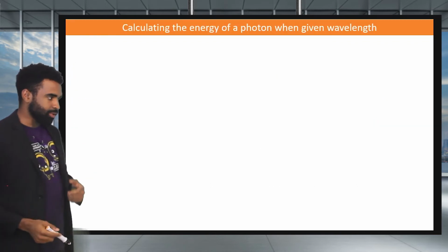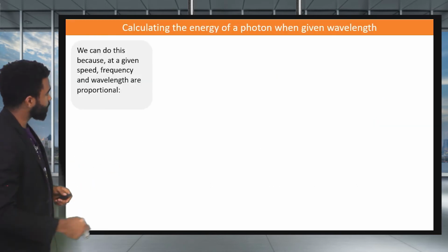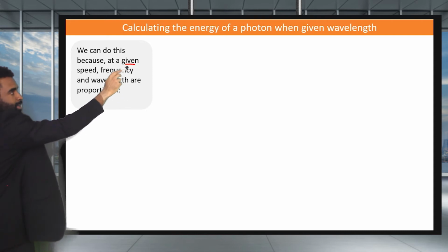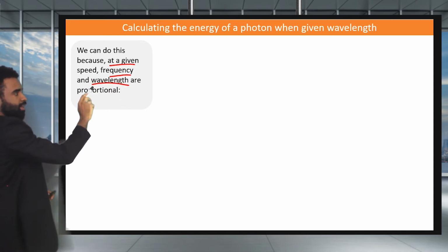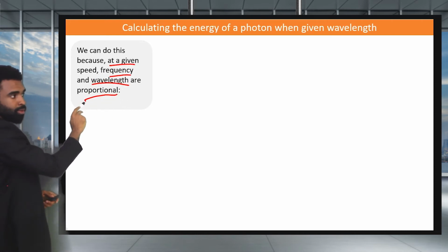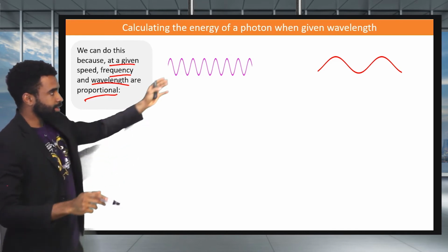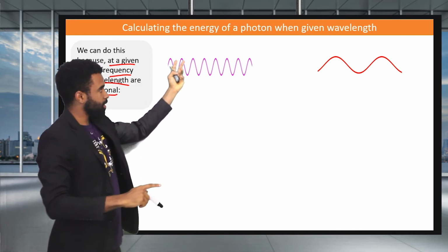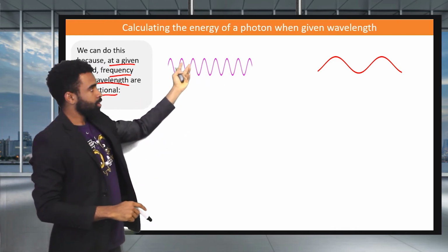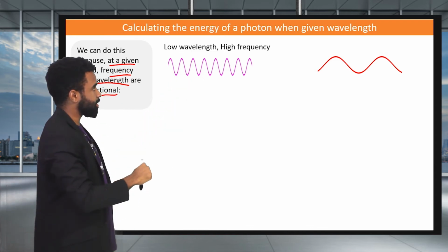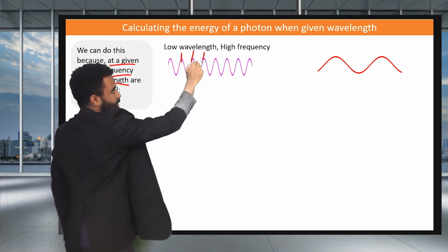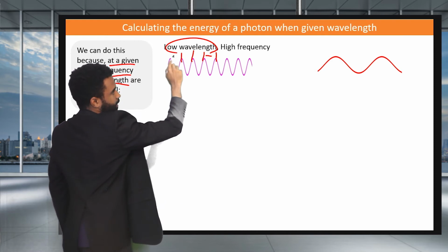Let's look at this last one, wavelength. The reason we can do this is the following. At a given speed, frequency and wavelength are proportional. You know this already. So if I show you these two waves, you know that this one is what? Low wavelength, high frequency, right? The distance between the crests is small, therefore it has a low wavelength.